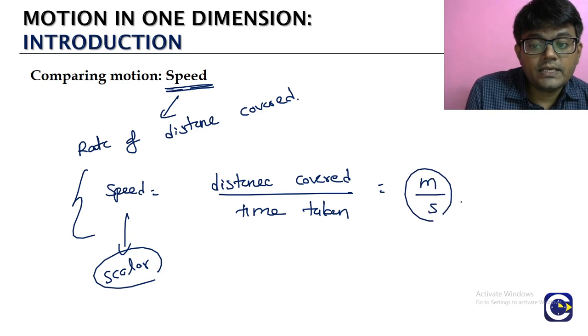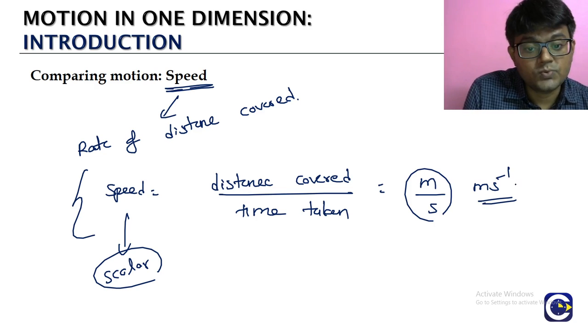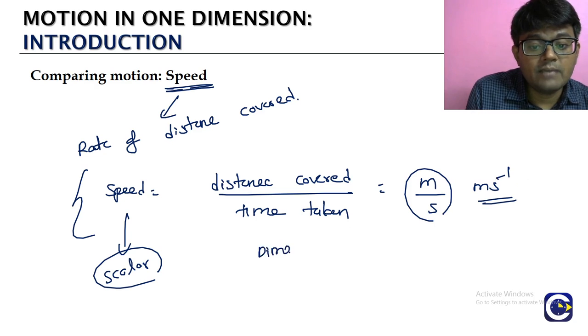Time, what is the SI unit? Second. So the SI unit of speed is what? Meter per second. We can also write it as m s to the power of -1. What about the dimensional formula?